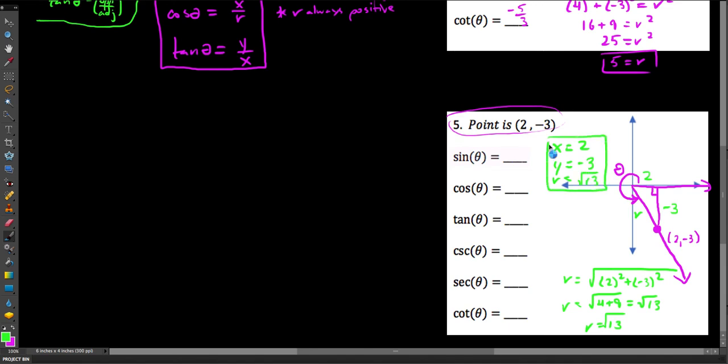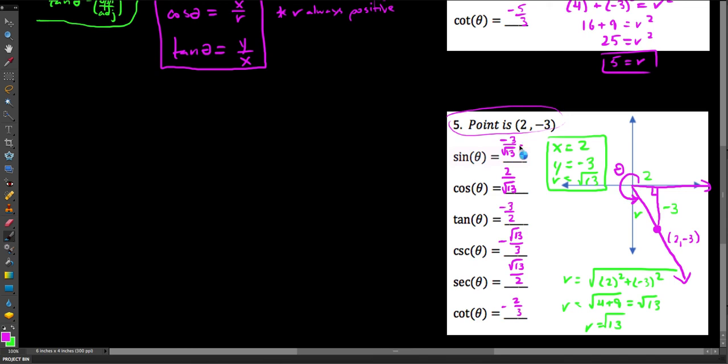So using these, let's go ahead and put our ratios together. Sine is y over r, so negative 3 over the square root of 13. Cosine is x over r, so 2 over root 13. And then our tangent's y over x, or negative 3 over 2. And before I start rationalizing denominators here, I'm going to flip all these over, so I would also get negative root 13 over 3 is my cosecant. Positive root 13 over 2 is my secant, and then we'd get negative 2/3 is our cotangent.